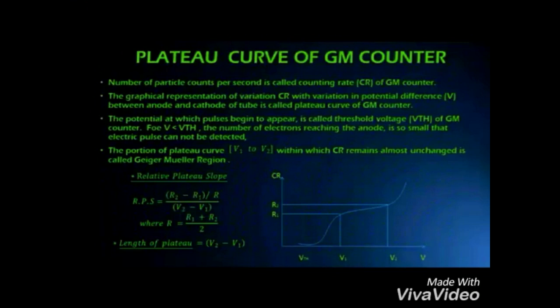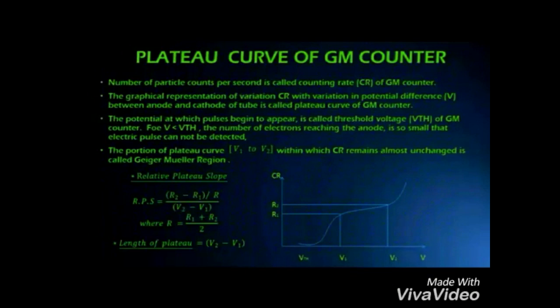Plateau curve of the GM counter. The number of particles counted per second is called the counting rate, that is CR, of the GM counter. The graphical representation of the variation of CR with variation in potential difference V between the anode and the cathode of a tube is called the plateau curve of the GM counter.